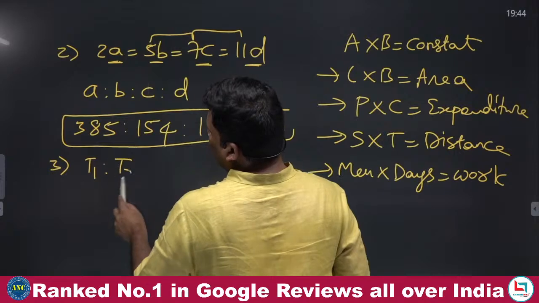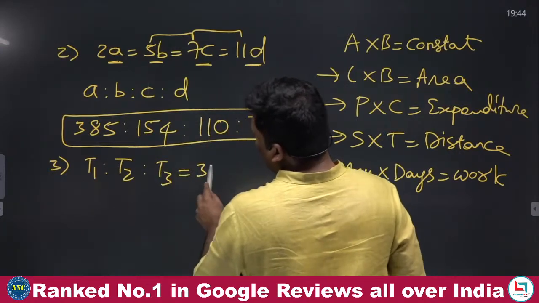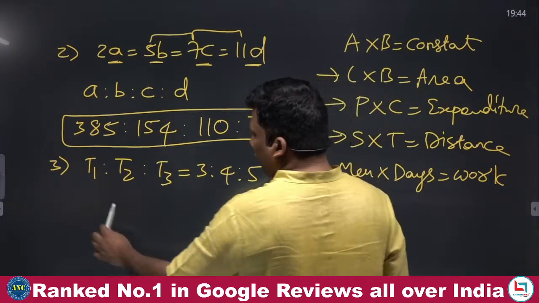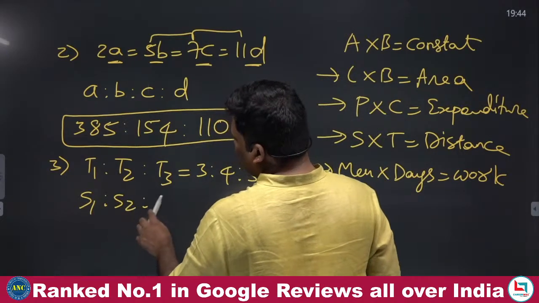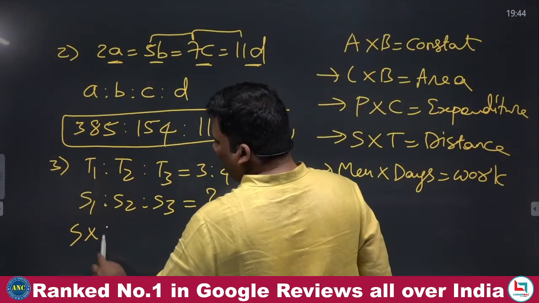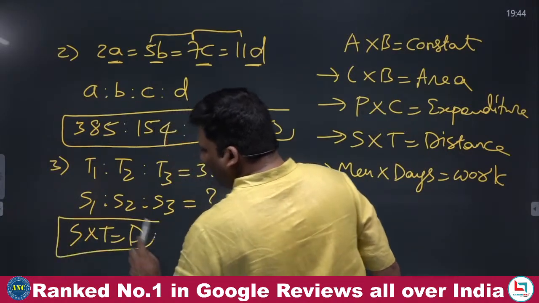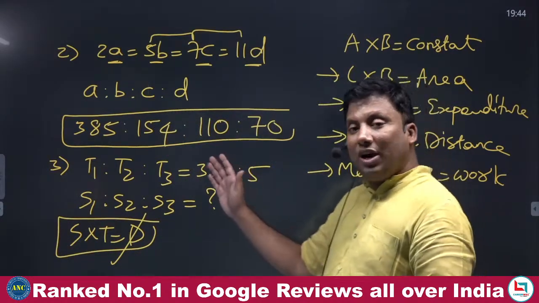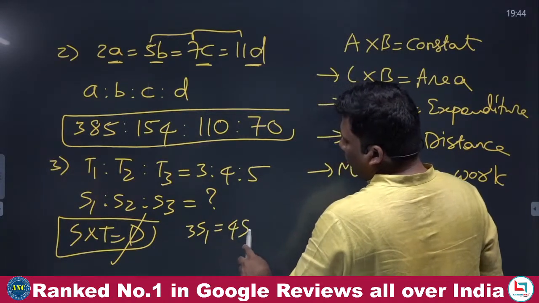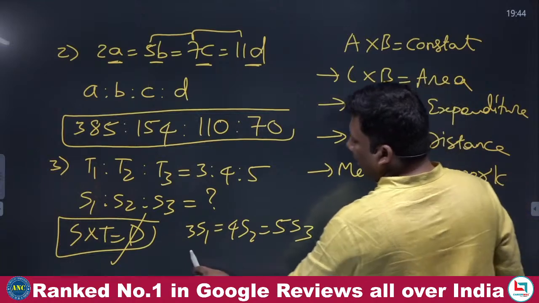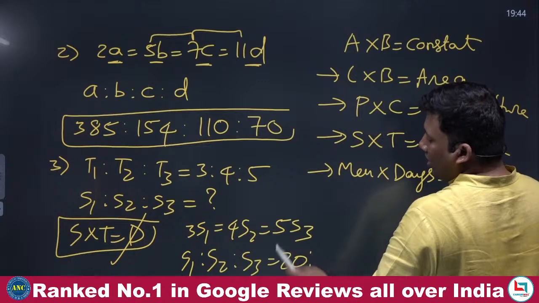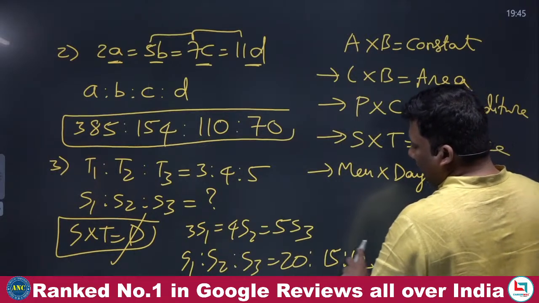T1 is to T2 is to T3, it is 3 is to 4 is to 5. Time period ratio is 3 is to 4 is to 5. What is the speed ratio? Speed into time is distance. If it has to cover the same distance, this will be 3s1 equivalent to 4s2 equivalent to 5s3. S1 is to S2 is to S3: S1 will be 20, S2 will be 15, S3 will be 12.